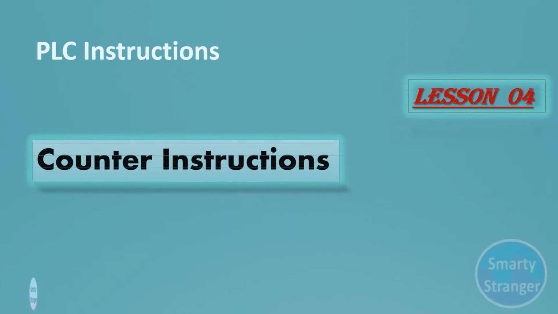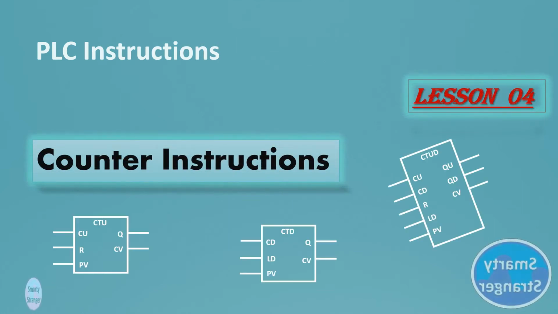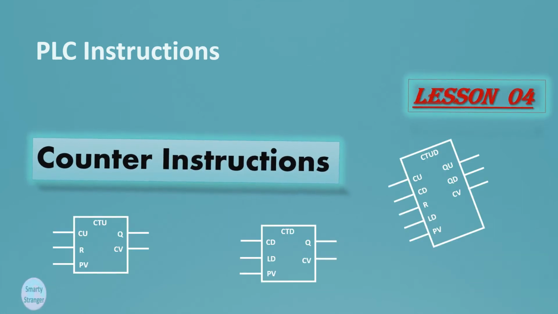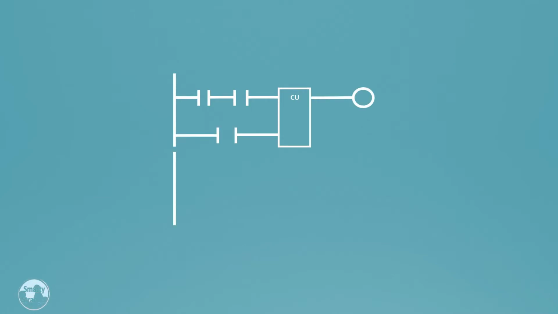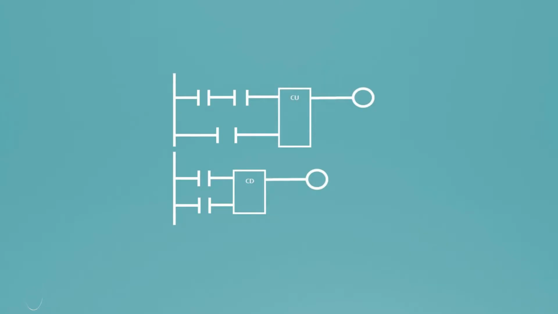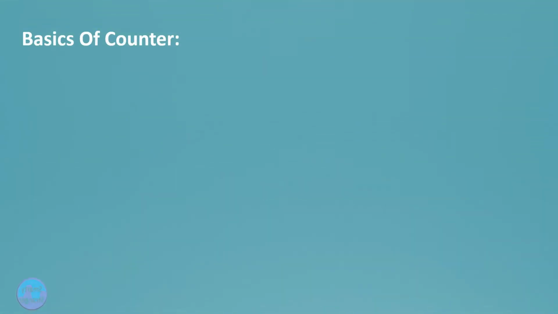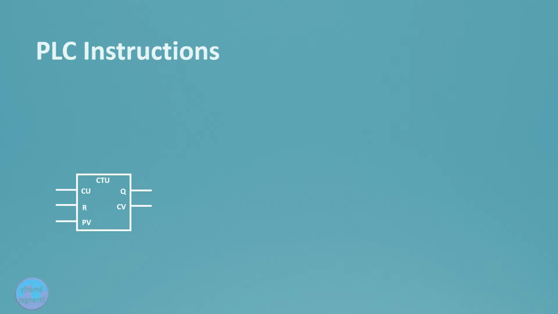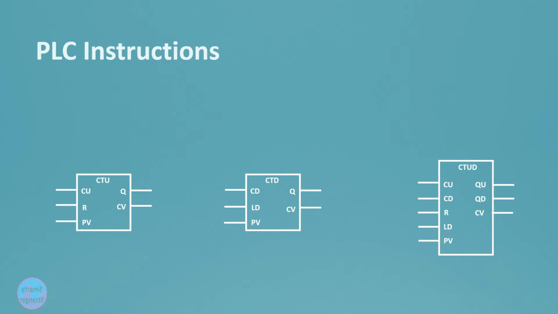Today we will learn about the basics of counting instructions. Counter instructions are used for counting purposes in the PLC program. These are widely used in programming. Different types of counters are available, depending on the program requirement. Basically, 3 types of counters are used in every brand of PLC: up counter, down counter, and up/down counter.